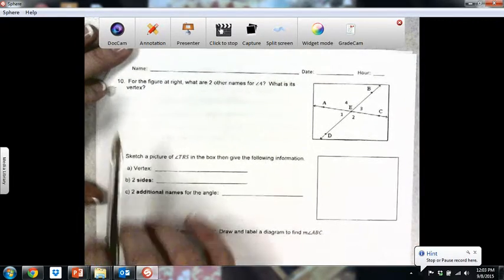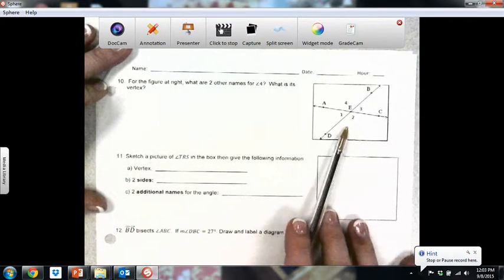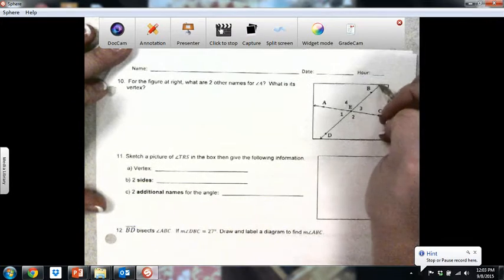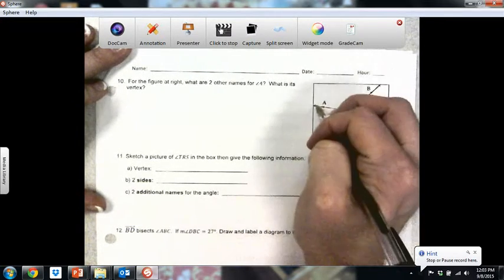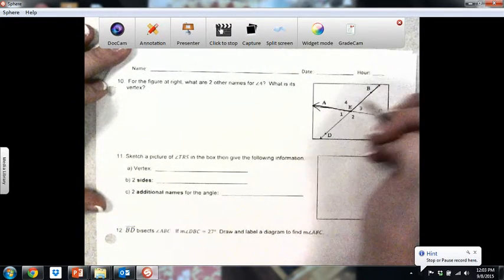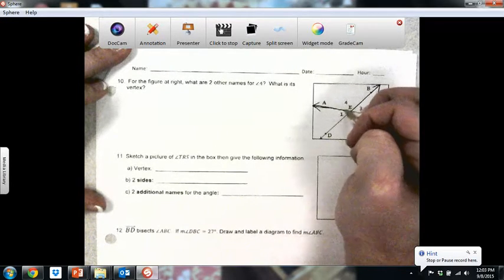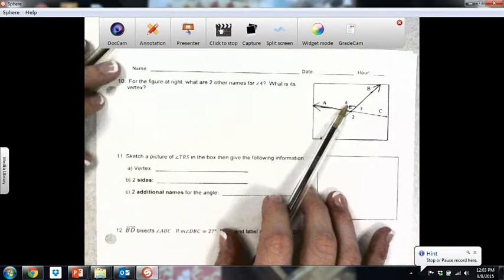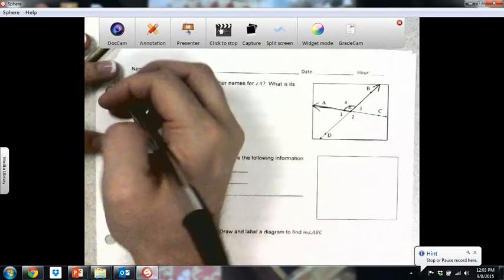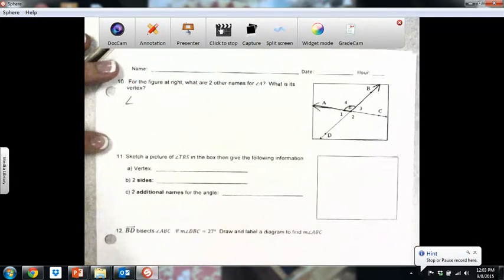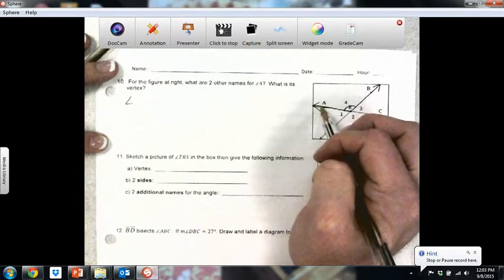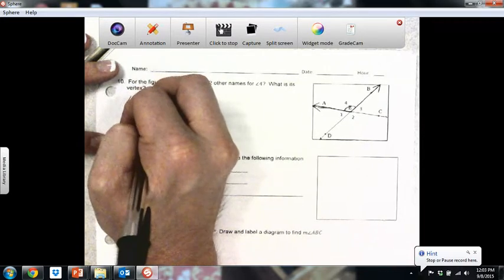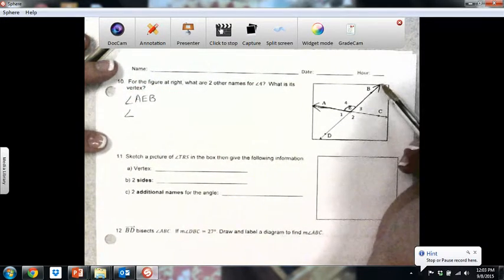So for number 10, it says, for the figure at right, what are 2 other names for angle 4? Angle 4 is this angle right here. So they want to know, what else can I call this angle? If I'm not naming the angle by its letter or by its number, I have to name it using points on that angle. One way would be to name it angle AEB, and the alternative would be to read it in the other direction, BEA.